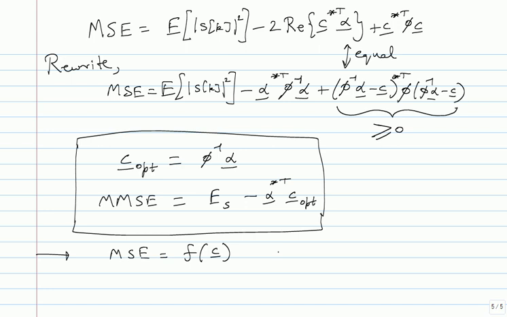In fact, you can show the gradient with respect to C for the MSE is going to be, what can you show it's going to be? It's going to be 2 times phi C minus 2 times alpha. You can show this is the gradient for the mean square error.